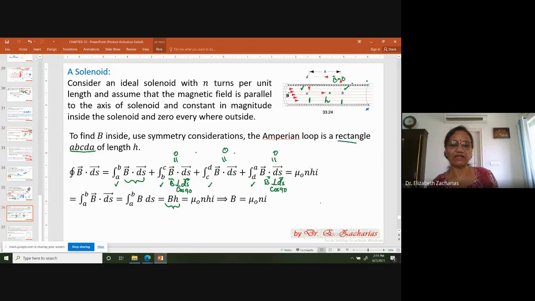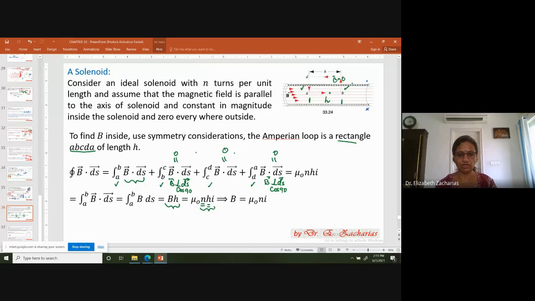Now, what about the right hand side? When you go to the right hand side, you have to see mu naught into the total current enclosed. So let us say some number of turns of current are there. Each turn is carrying a current I. Now, how do I find out how many turns are there? I know that n is the number of turns per unit length. The length that I am considering is H. So H into n into I will be the current.